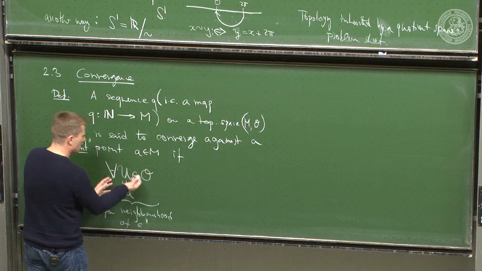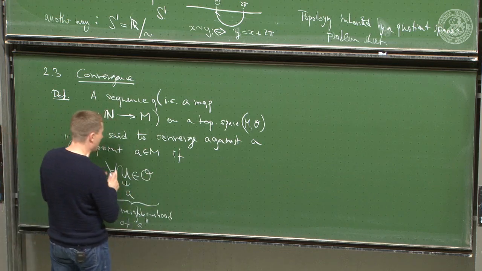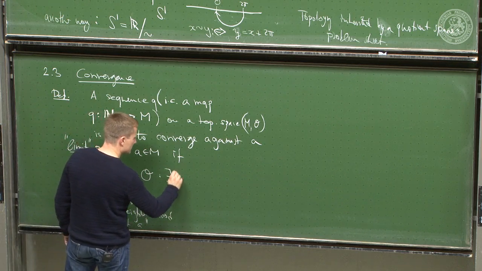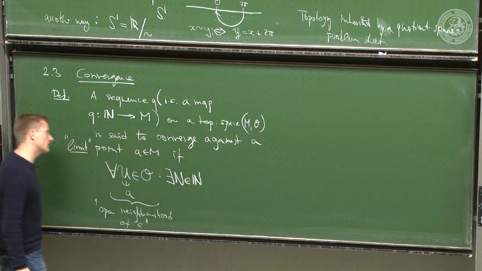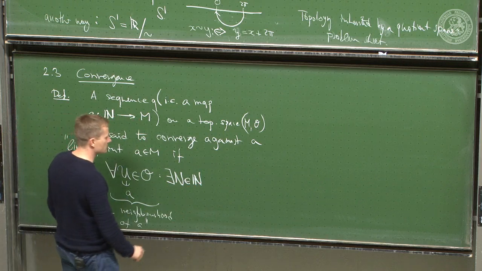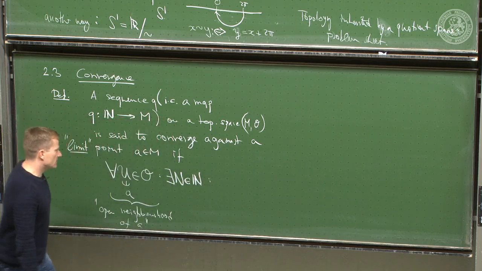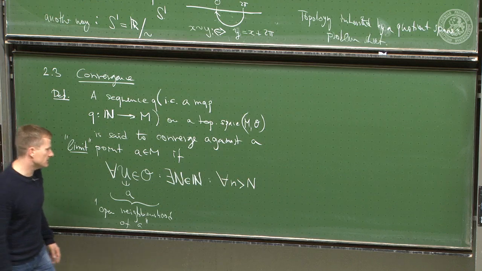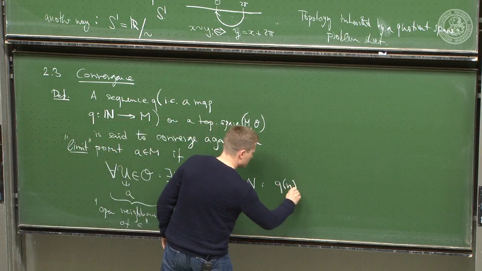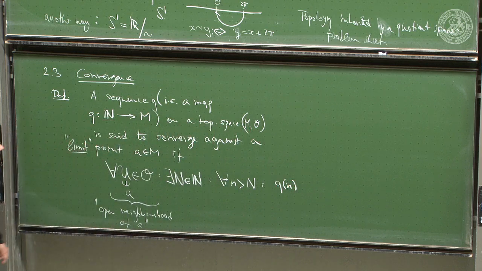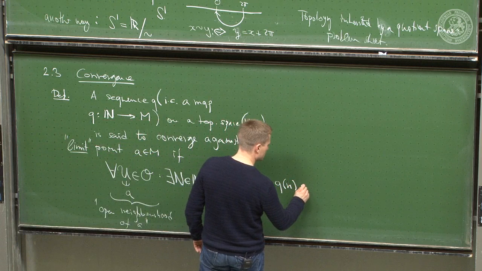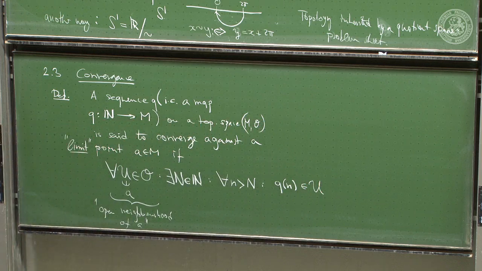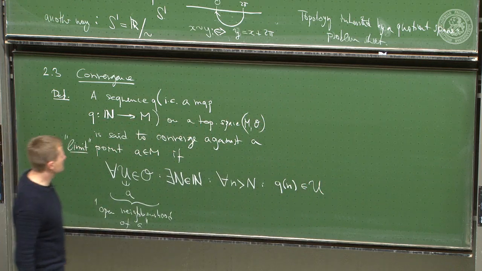So, if for every, very important, if for every open neighborhood of the limit point, there exists an N in the natural numbers, sorry, it's not the integers, the non-negative integers, the natural numbers, such that for all n that are bigger than this particular N that exists, the images of the sequence, of this map, starting from this capital N onwards, lie in this open neighborhood. Okay, that's the convergence.